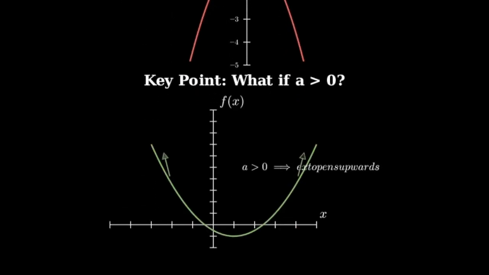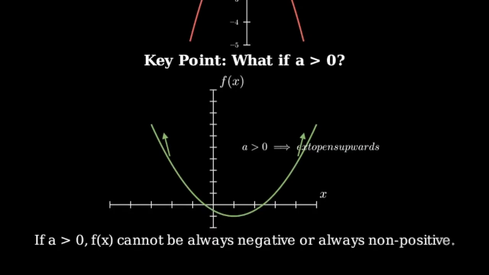So, to quickly recap, for a quadratic to be always negative, it must open downwards (a is less than 0) and have no real roots (discriminant is less than 0). For it to be always non-positive, it must open downwards (a is less than 0) and have no more than one real root (discriminant is less than or equal to 0).